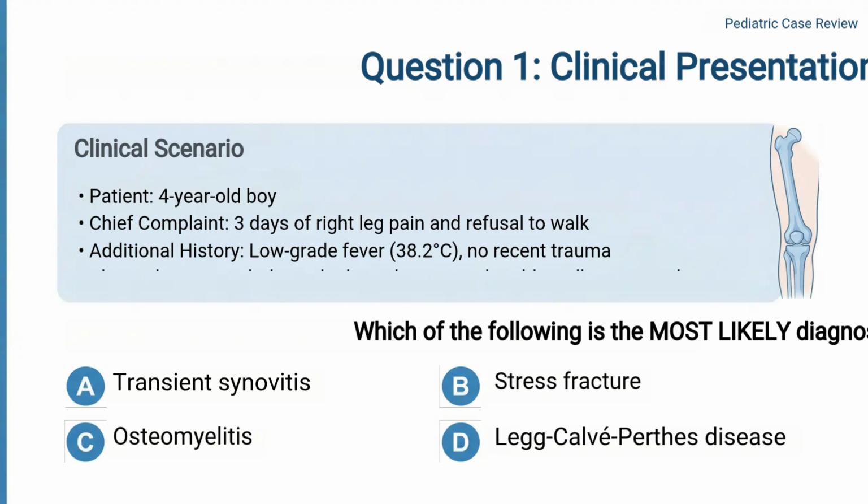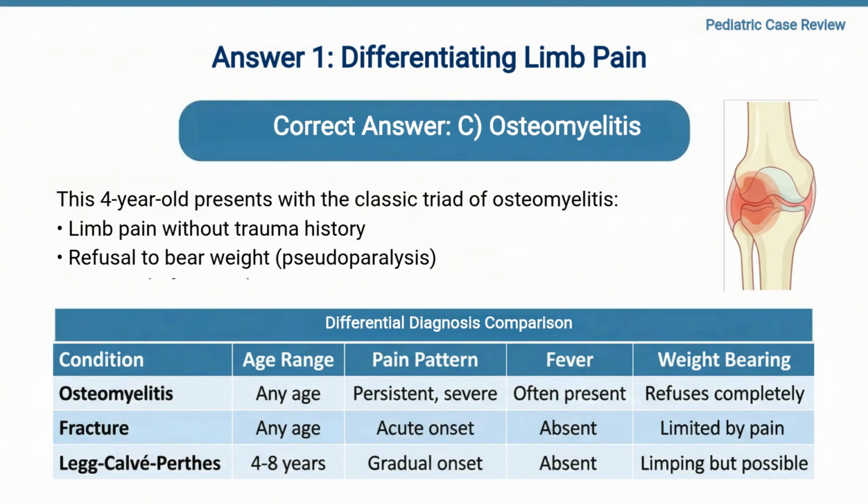Option A, transient synovitis. Option B, stress fracture. Option C, osteomyelitis. Option D, Legg-Calvé-Perthes disease. The correct answer is option C, osteomyelitis. This 4-year-old presents with the classic triad of acute osteomyelitis: limb pain without a trauma history, refusal to bear weight, also called pseudoparalysis, and low-grade fever with systemic upset.